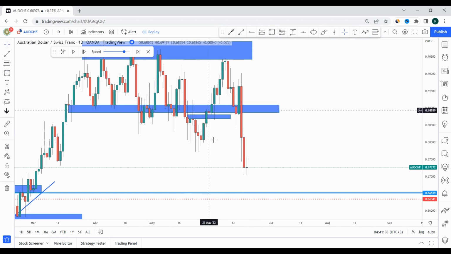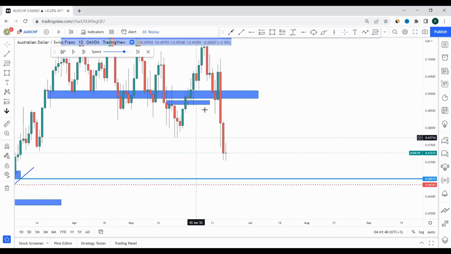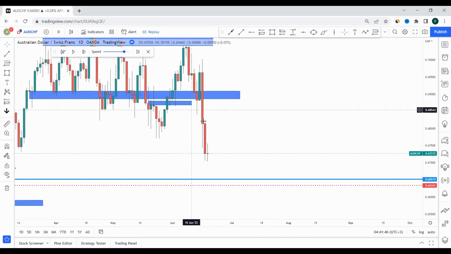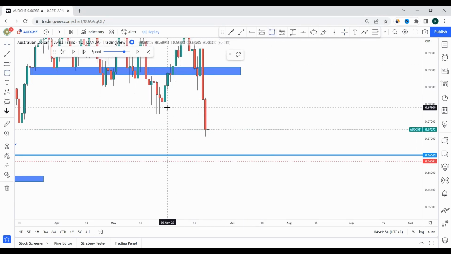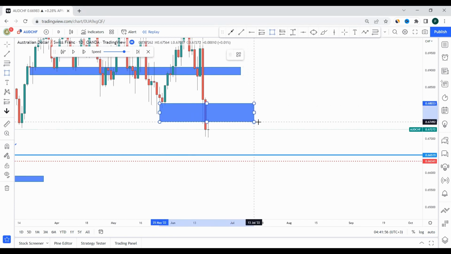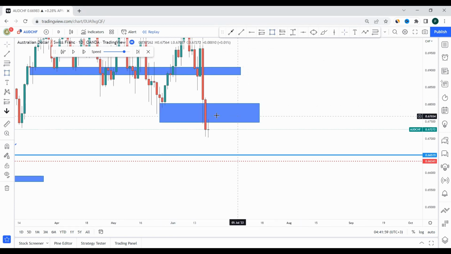I don't want to mark every turning point. I'm just marking the major ones. But for purposes of practice, you can mark every turning point just to see how price behaves. Now, this is the first time the price aggressively breaks out of this, right? So what do we expect? We expect price to just come back and retest this area here, which it's currently doing, right?